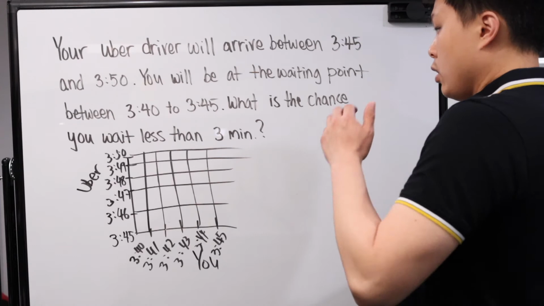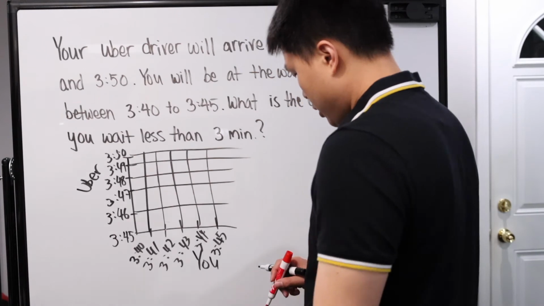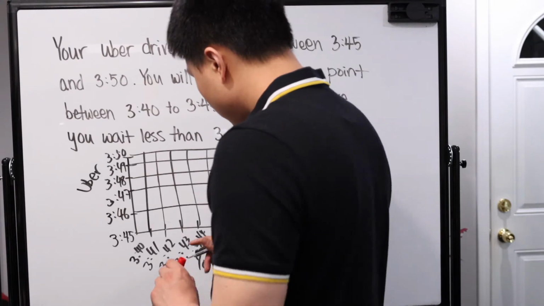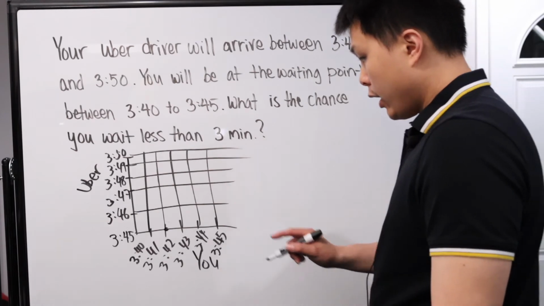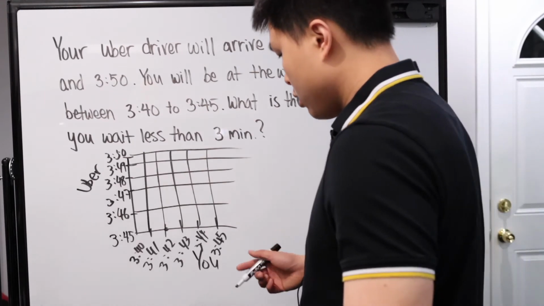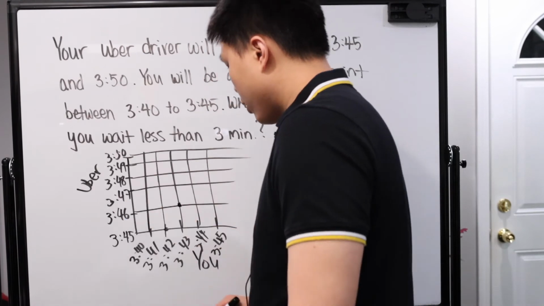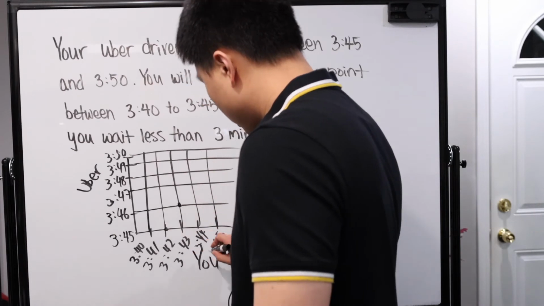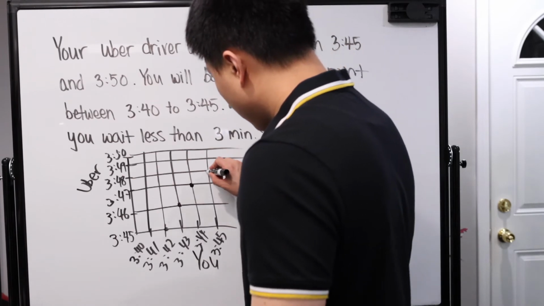Now, for the chance of it being less than 3 minutes, well, let's see. It has to start where? It has to start about right here, right? If you arrive at 3:42 and the Uber arrives at 3:45, then basically that's 3 minutes. And of course, if you arrive at 3:43 and the Uber arrives at 3:46, it's still 3 minutes. So we're looking at basically, what else? 44, this is about 3 minutes. And 45, this is about 3 minutes.